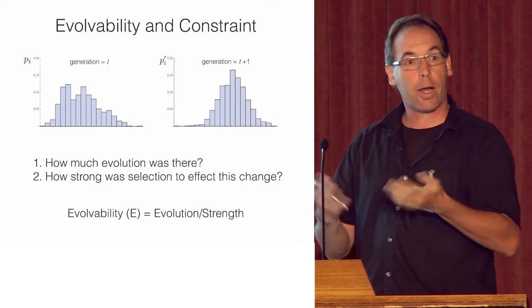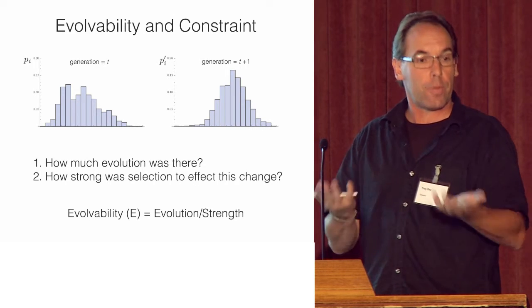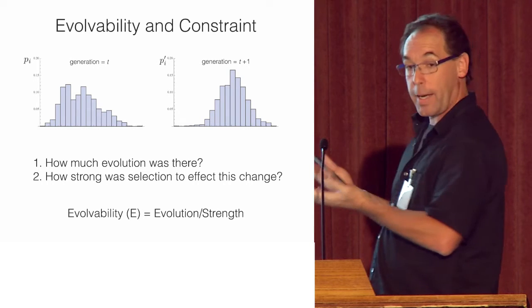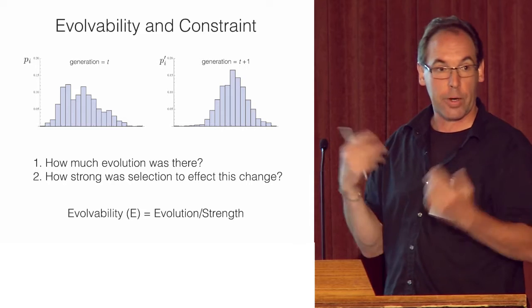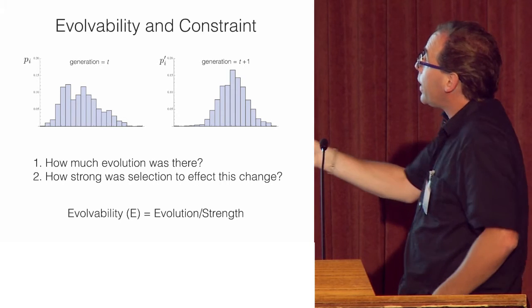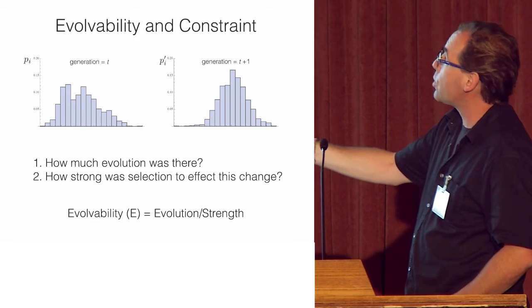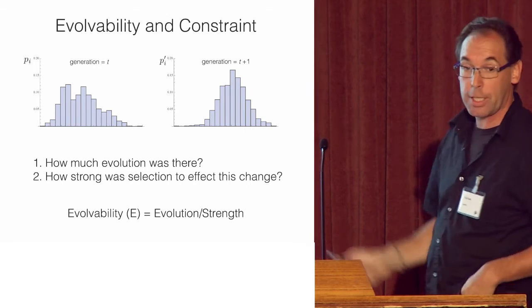And so the way I want to do this is I want to step back for a moment and consider how you might measure evolvability and constraint in a univariate case. And once I develop an idea for that, I'm going to scale it up to a multivariate setting. So the idea here is, and I'm going to focus on breeding values, we've got a distribution of breeding values in generation T, and here it is in generation T plus 1.